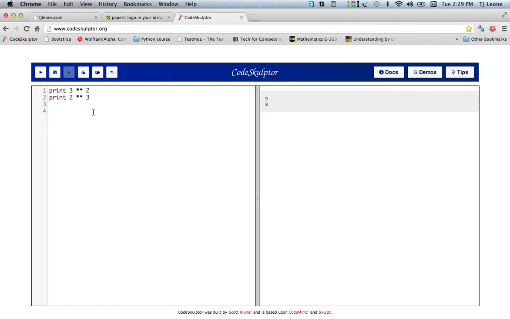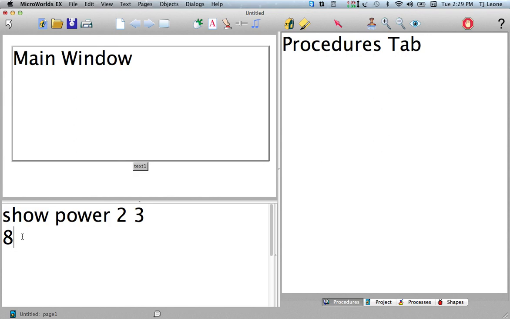What else? There's an operator in MicroWorlds called remainder that divides one number by another and gives us whatever's left over. So like 7 divided by 3 is 2 with a remainder of 1. So the remainder is just 1, so that'll give us the 1 back.